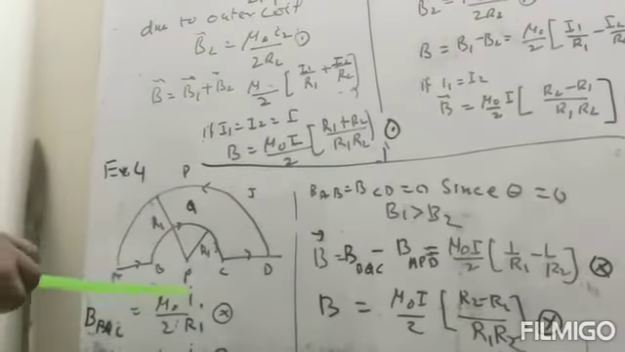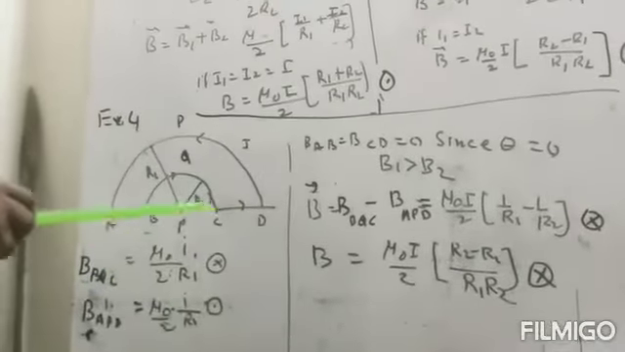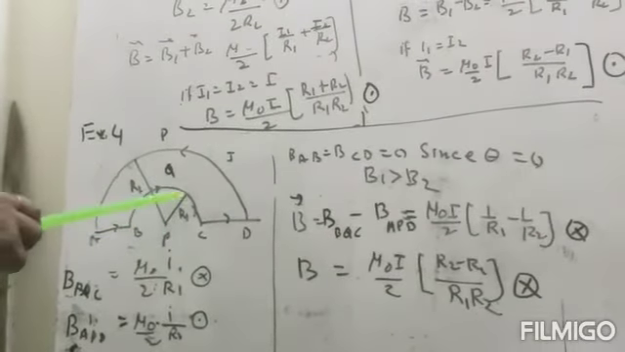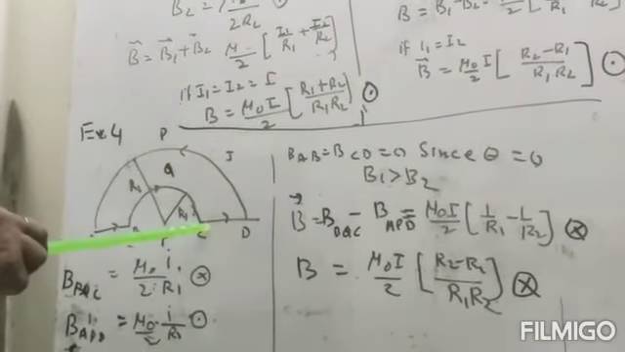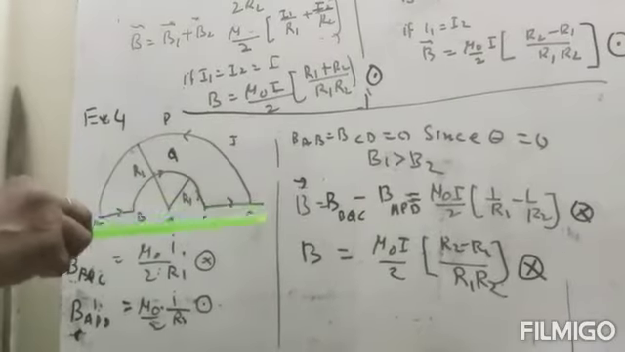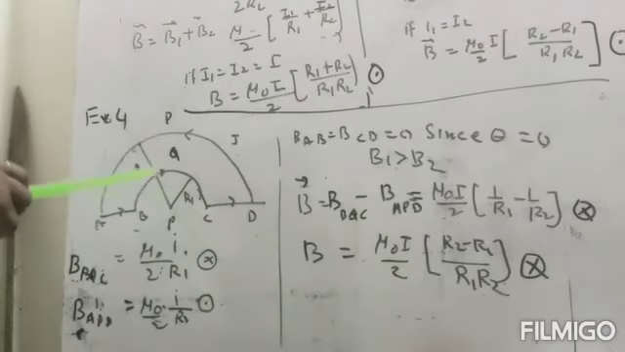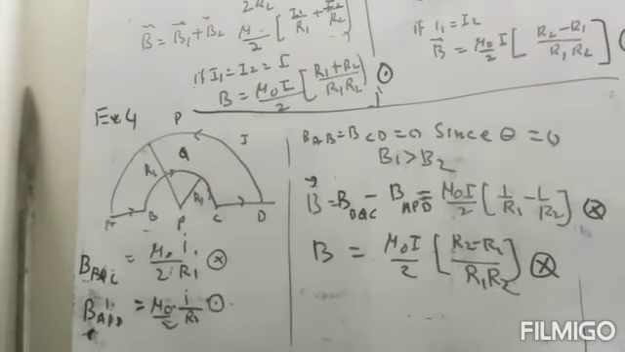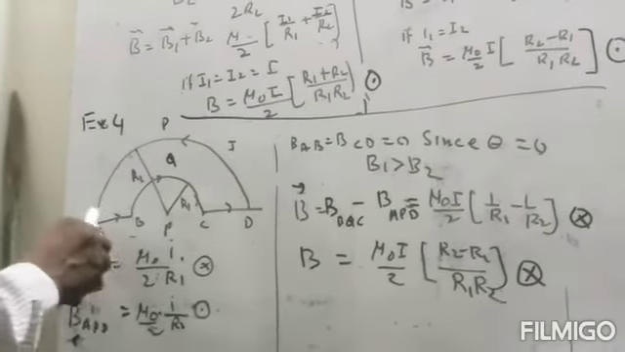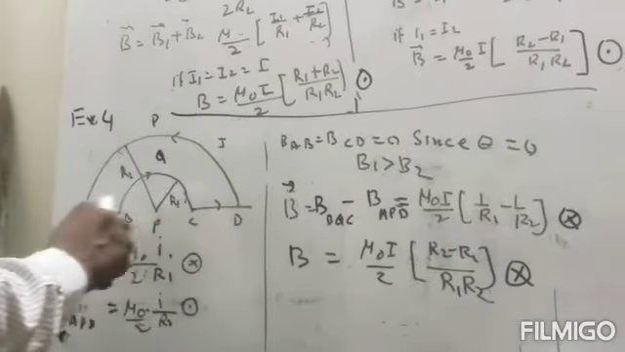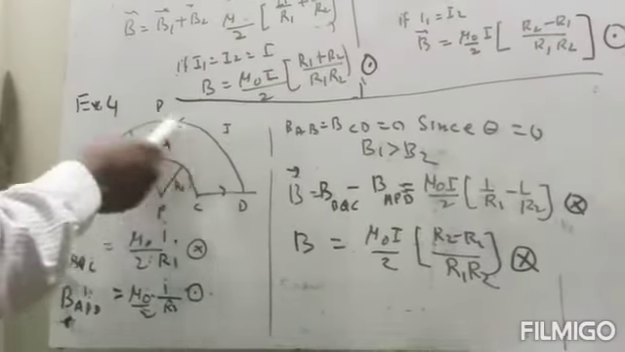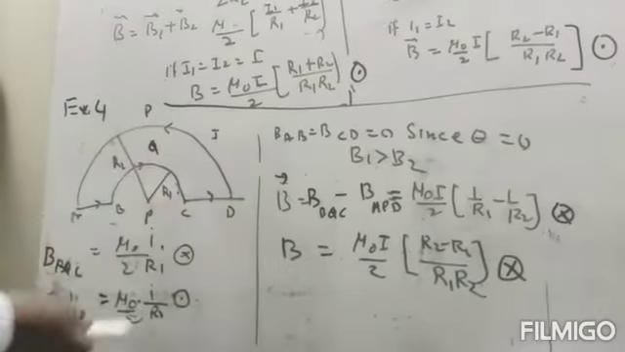If this wire is there in this shape, then this is the center, this is the inner half semicircle, and this is the outer half semicircle. Its radius is R1, and its radius is R2. I1 is the current flowing through this. So current I1 is passing through it. So the direction of current is this. Here it is anti-clockwise and here it is clockwise. So the magnetic field will be in the opposite direction.